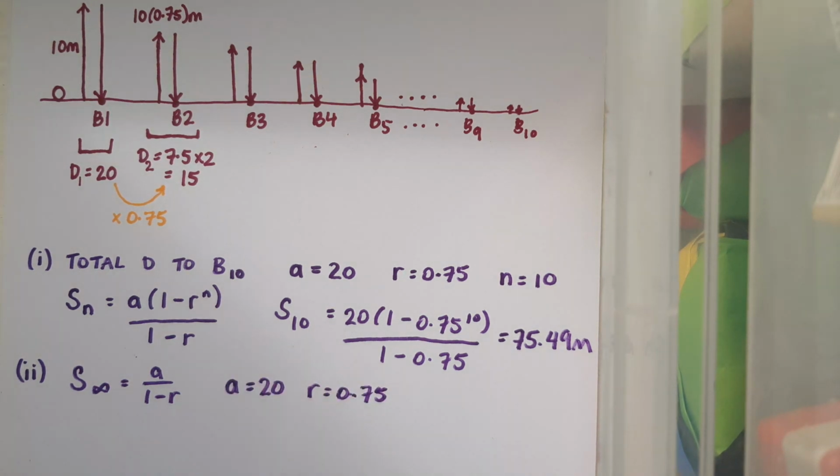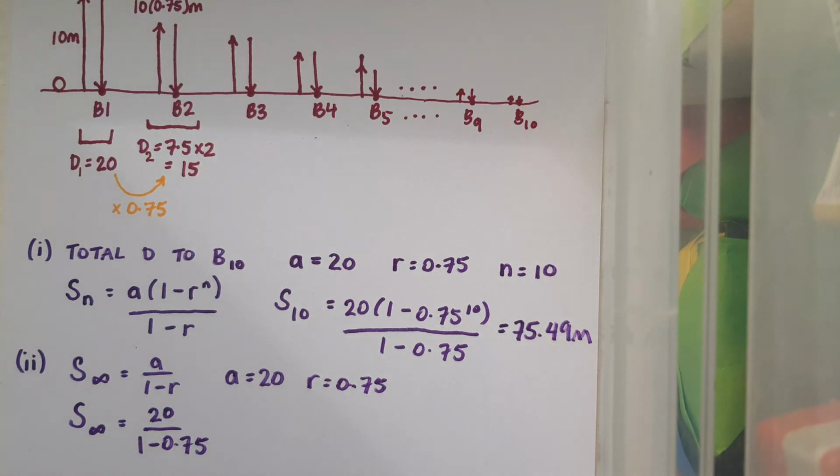I can retain my A and R values from part 1. I fill into the formula and I get a solution of 80 meters as the total distance travelled by the ball before it comes to rest.